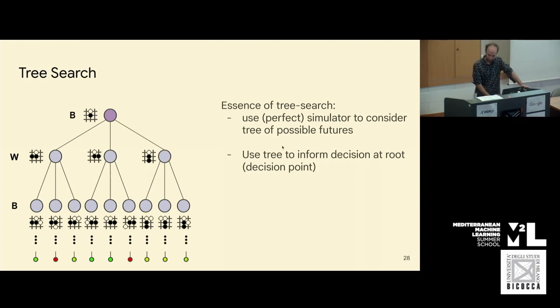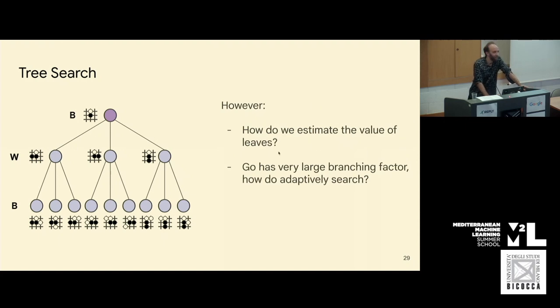All right, so how do we do this? Well, there are two big unknowns here. One is, here I give you an oracle for these colors, but where do they come from? How do we estimate the value of the leaves of the tree? It's infeasible to roll out the game until the end because the branching factor is too high.